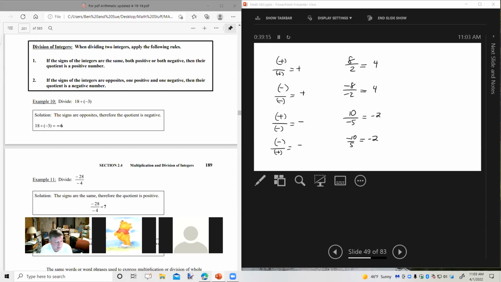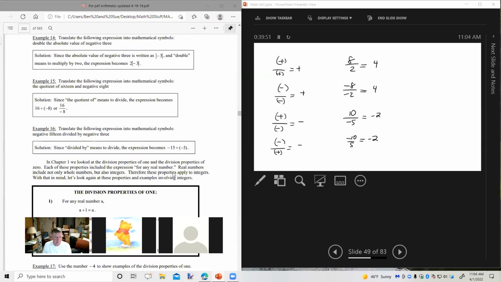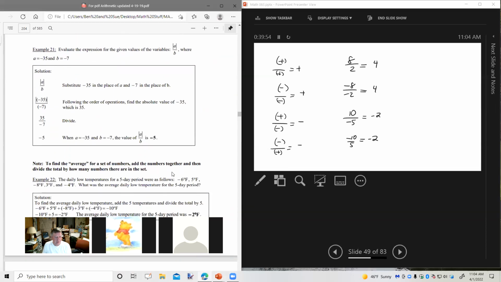That sounds awfully familiar. That's the exact same rules for multiplying integers. So in fact, we can lump it all together and say it this way. When you are multiplying or dividing 2 integers, if the signs are the same, the result is positive. If the signs are different, the result is negative. Okay, so multiplication, division, signed numbers, same set of rules. That's nicer than the addition and subtraction rules. All right, let's do this.